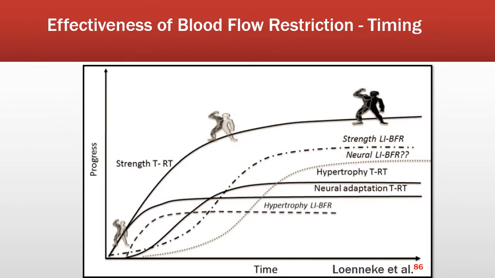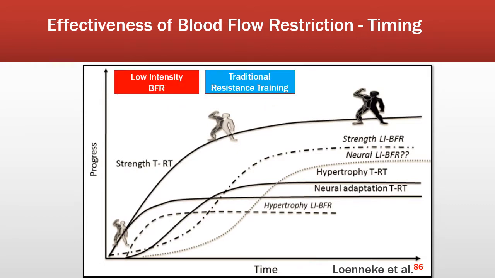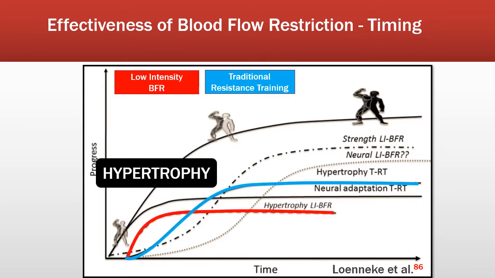Okay, so this is a good diagram. It's a little busy, I get it. On the y-axis, you have progress or adaptation of tissue. On the x-axis, you have time. And so we're going to compare low-intensity BFR to traditional resistance training and the adaptations of the tissues in the said timelines. So first, looking at hypertrophy, you can see that there's a significant exponential increase in hypertrophy with low-intensity BFR, much more rapidly than that of traditional resistance training.